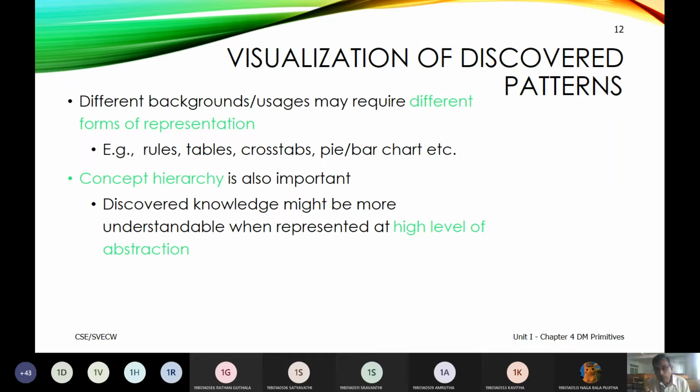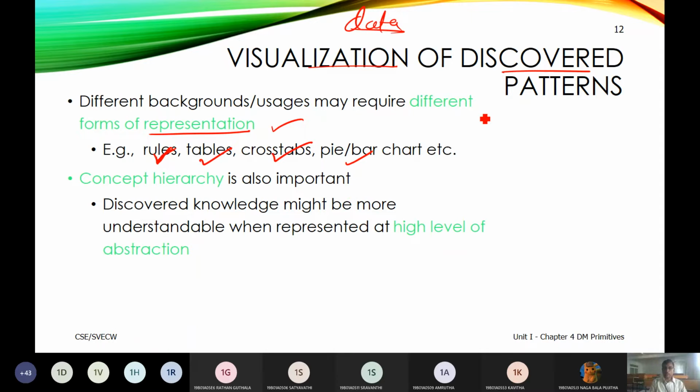Now, how we are going to represent the patterns? That is what we call here data visualization. So to make this pattern interestingness, we are looking to represent the knowledge. It can be with rules, it can be with tables, it can be with cross tabs or a pie chart or a bar chart, etc.